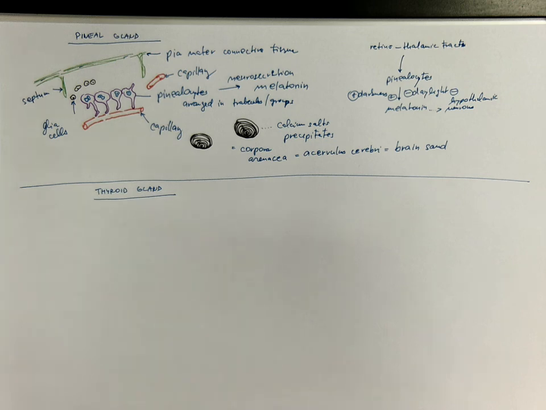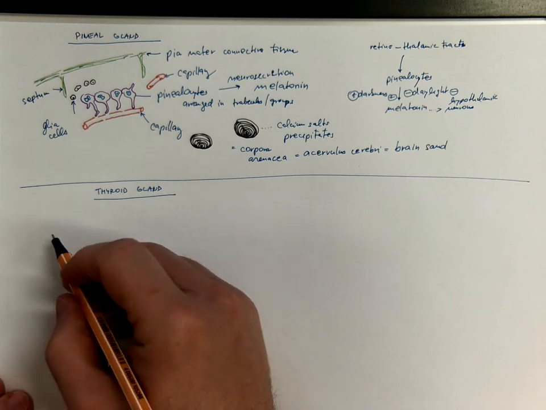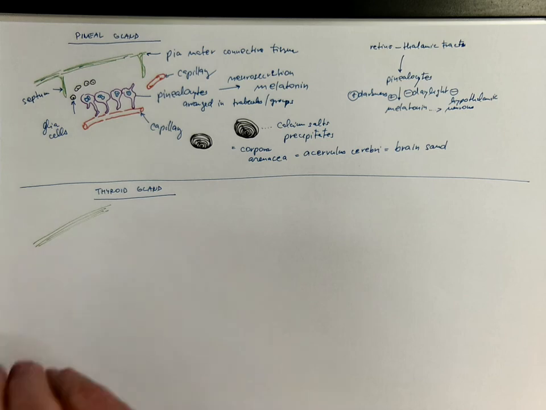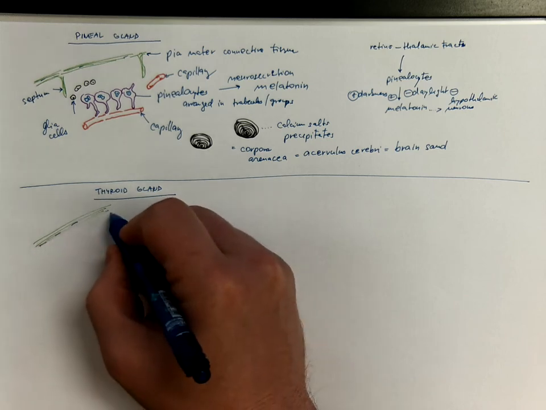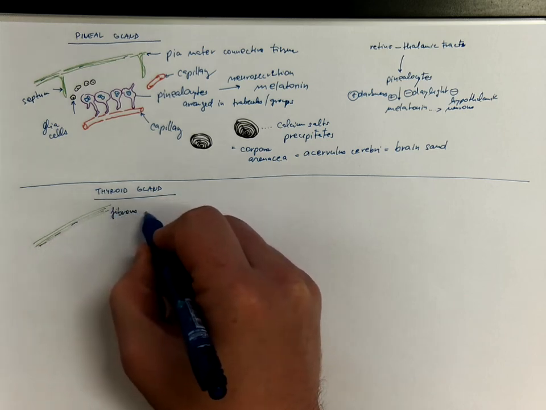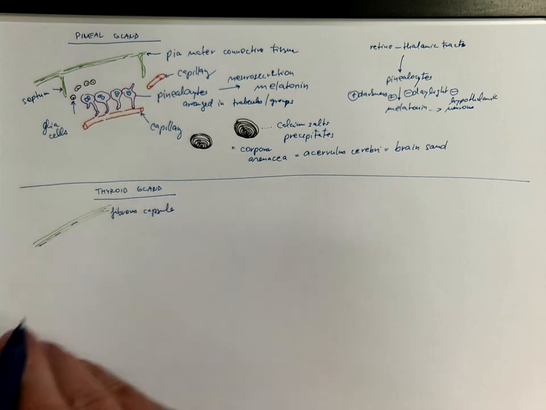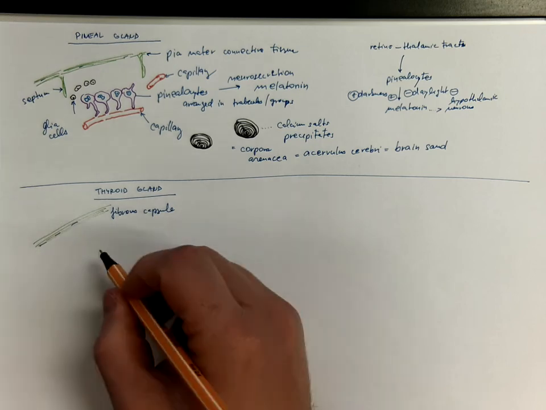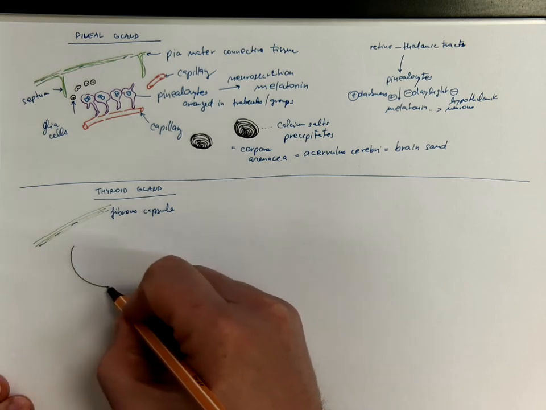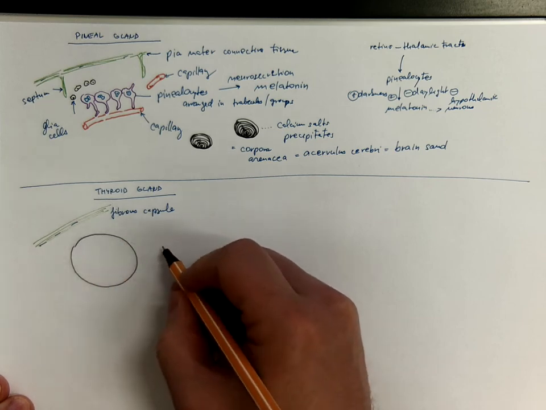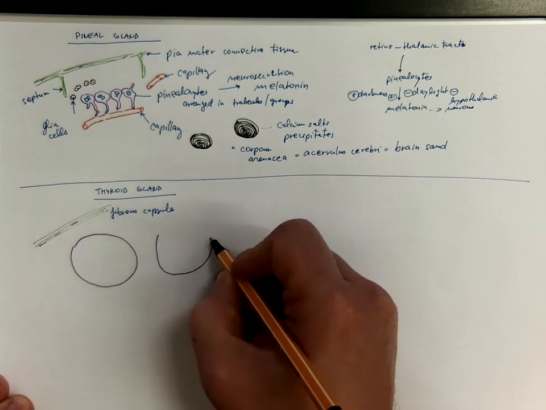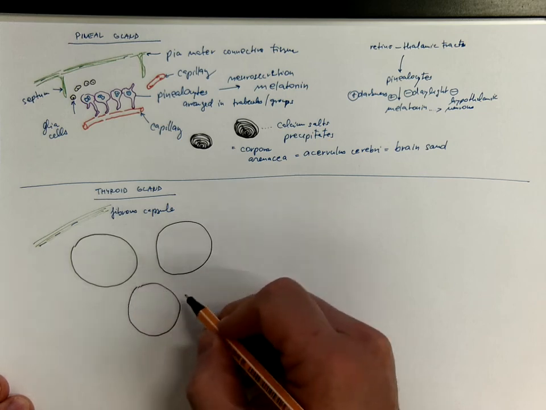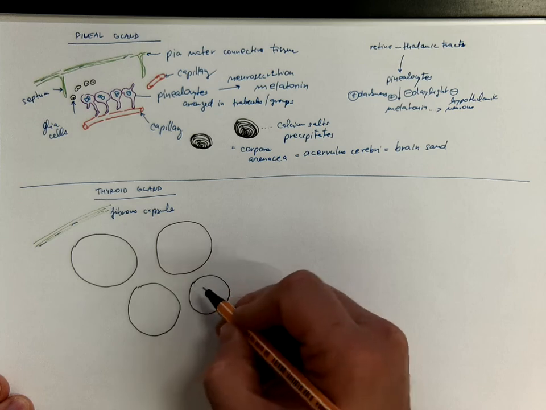Let us discuss the histology of the thyroid gland. On the surface there is a fibrous capsule. Inside we can find spherical or ellipsoidal objects called thyroid follicles. These cavities have various size on a histological section.